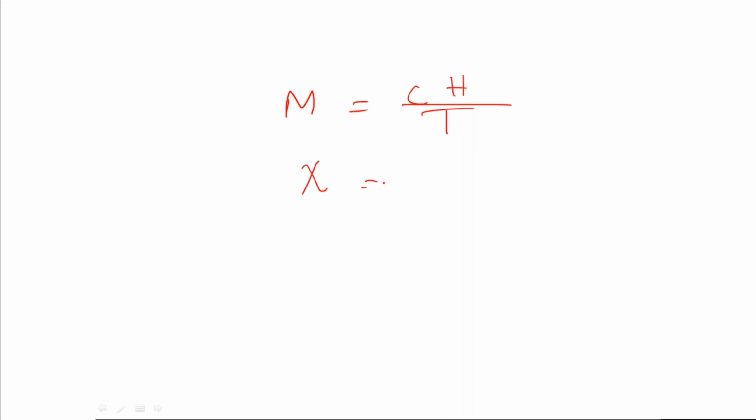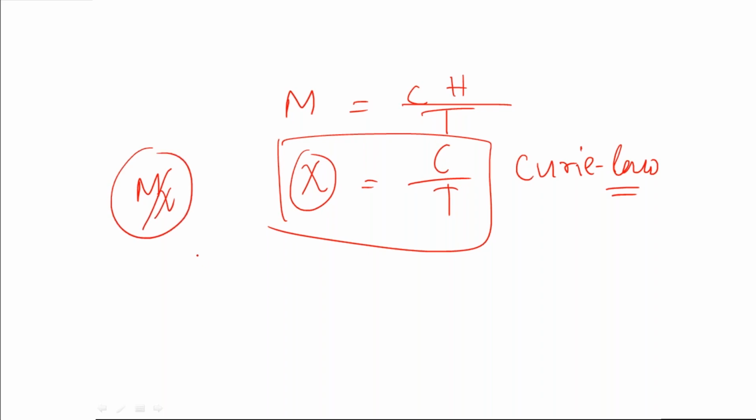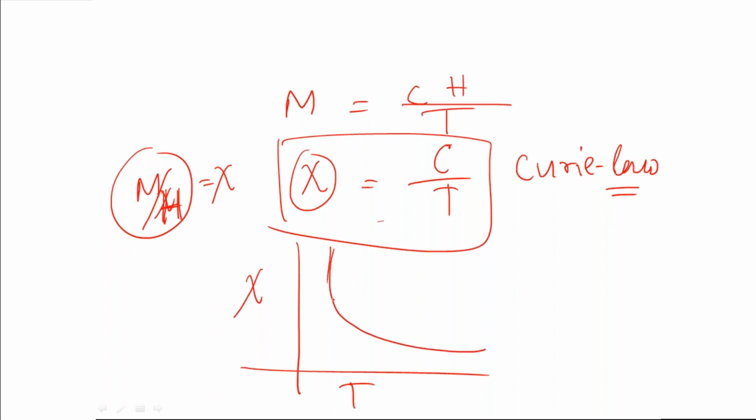So if we combine these two dependences, field and temperature dependence, we can write this as C H by T. Okay, C H by T, or we can write chi is equal to C by T. This is called Curie law. This is magnetic susceptibility, which I have written as M by H. M by H is chi. So this is actually the Curie law of paramagnetic susceptibility.